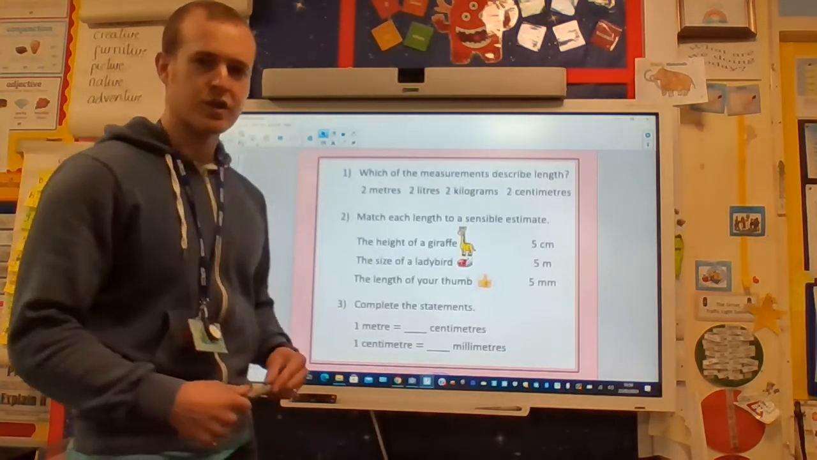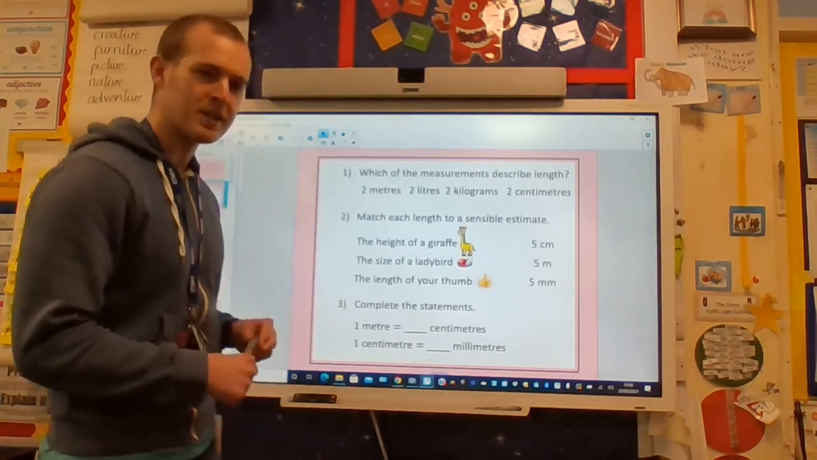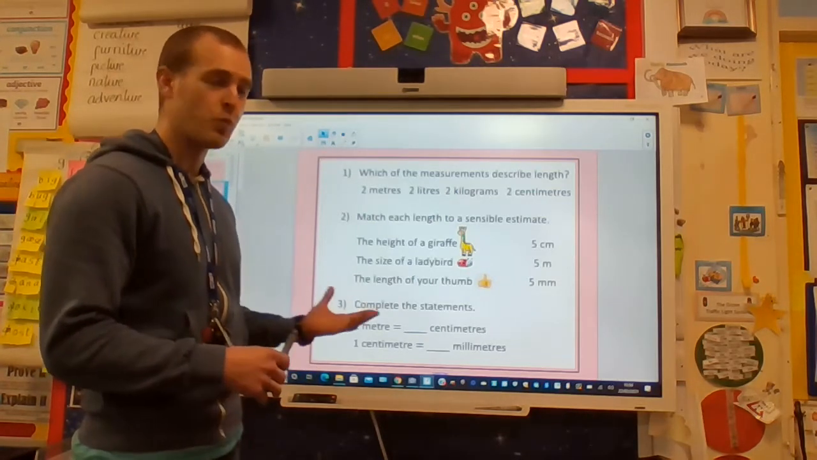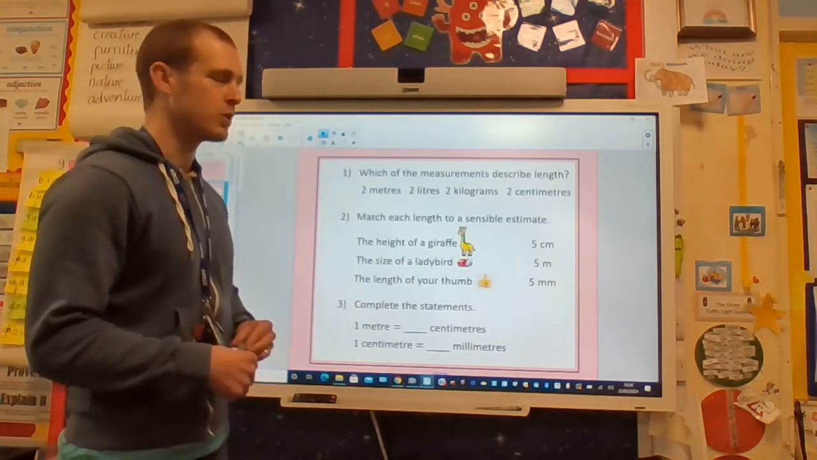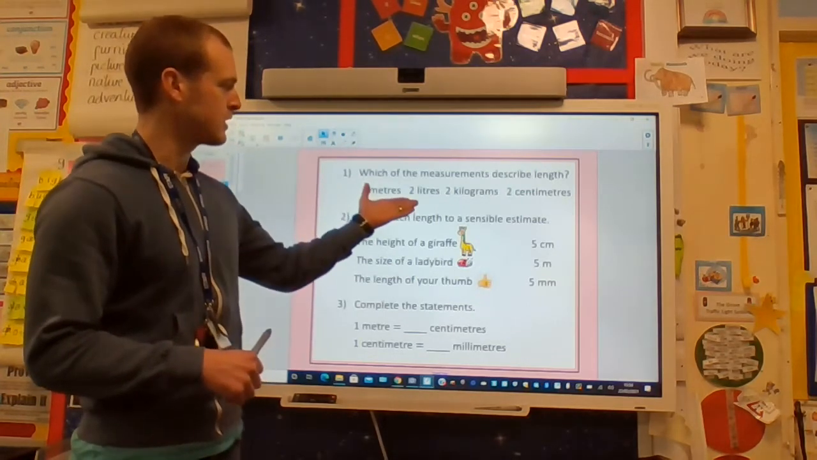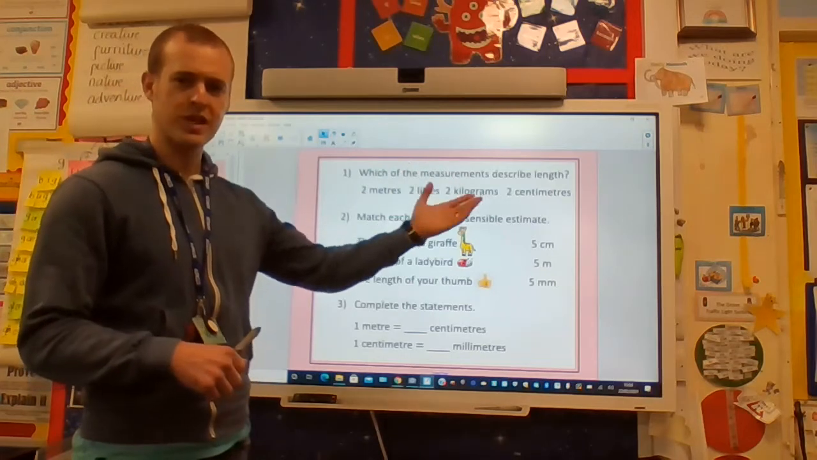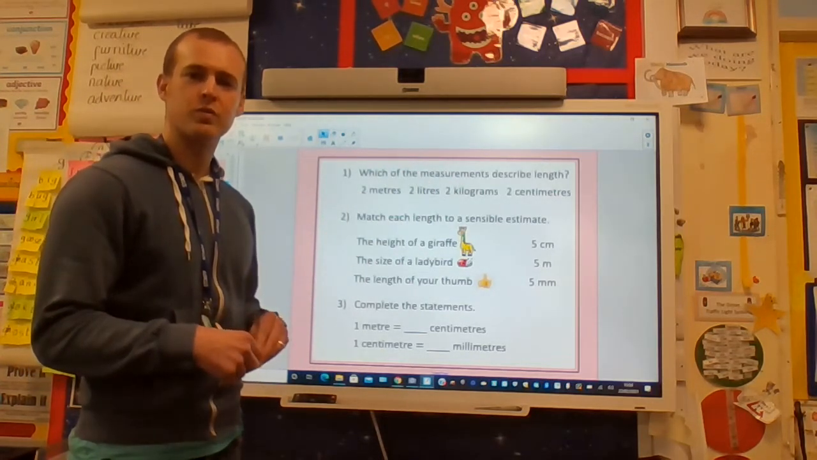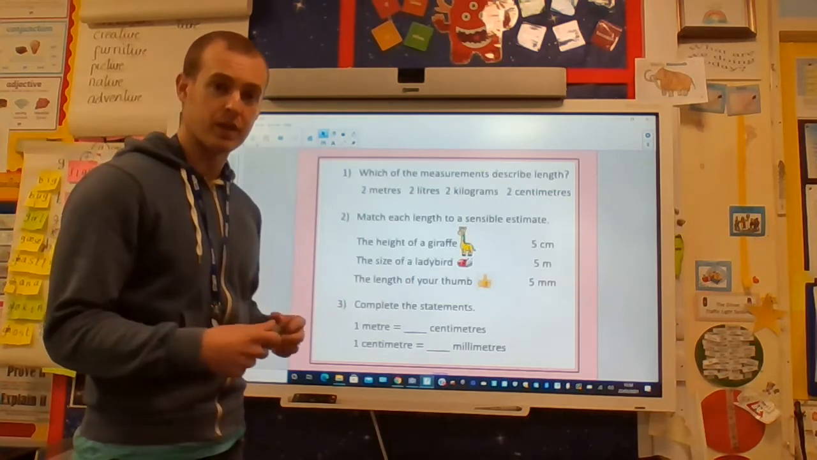Here's our starter. I want you to think about these questions, warm your brains up, and then we'll go through some answers. Question 1, which of these measurements describe length? 2 meters, 2 liters, 2 kilograms, or 2 centimeters? Choose which ones would describe a length of something.